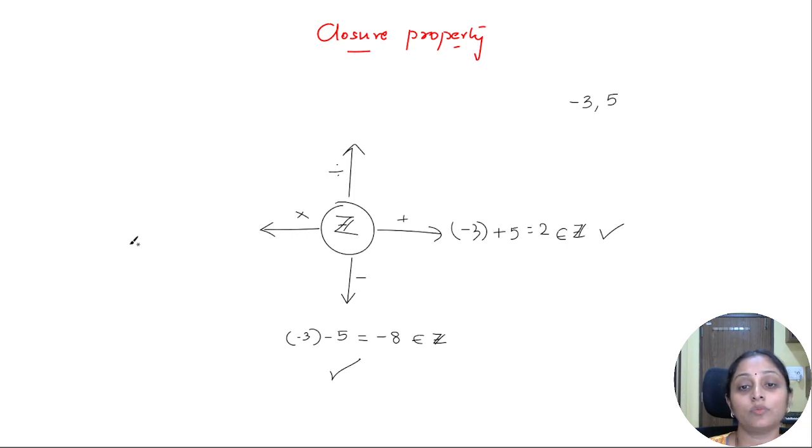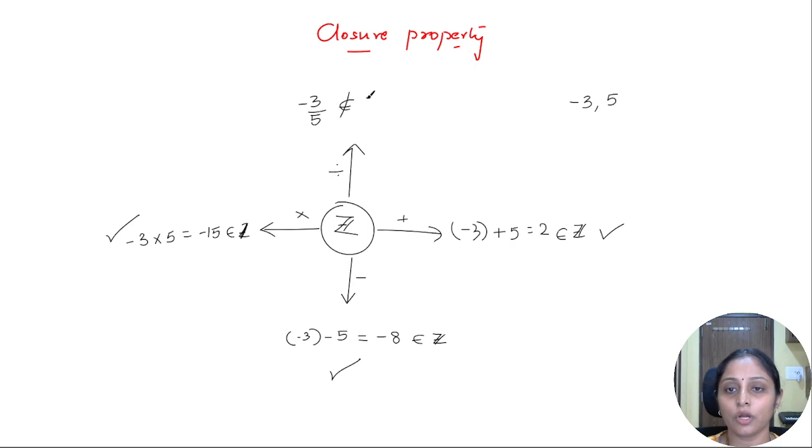Now when it comes to multiplication, minus 3 into 5 will give you minus 15, which is an integer. Therefore you can conclude that integers are closed under multiplication. Now coming to division, let us look at this. Minus 3 by 5. Now is this an integer? It's not an integer. It does not belong to the set of integers. So integers are not closed under division, right?